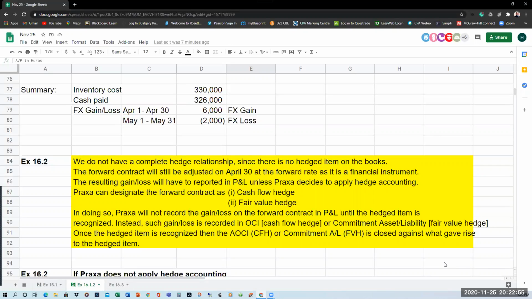But because the forward contract is a financial instrument, you still have to adjust it on April 30th. And so what happens in this case is any resulting gain or loss in the forward contract will have to be reported in profit and loss, unless the company decides to apply hedge accounting. Hedge accounting is about making sure that you match the recognition of gains or losses on the hedging instrument against losses and gains on the hedged item. So you can actually match the timing of the recognition.